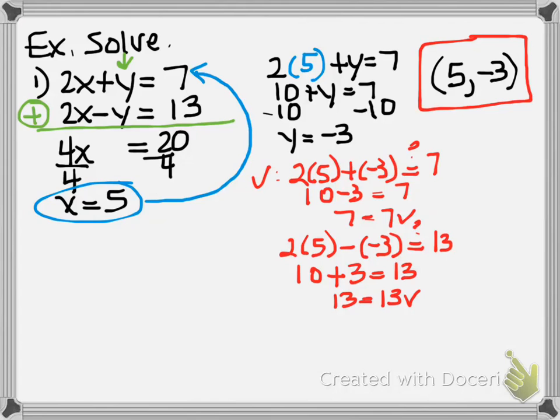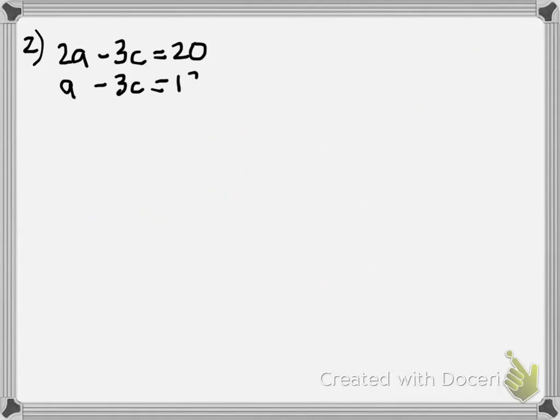Okay? All right, let's try another one. This one, we have 2a minus 3c equals 20, and a minus 3c equals 13. So do we have a best case, second best case, or worst case scenario on this one? Second best. And what makes it, Michael, second best? Because you have 2 negatives. Yeah, if you look at the 3c, both of them are negative 3c.